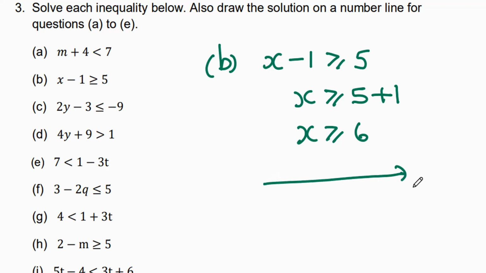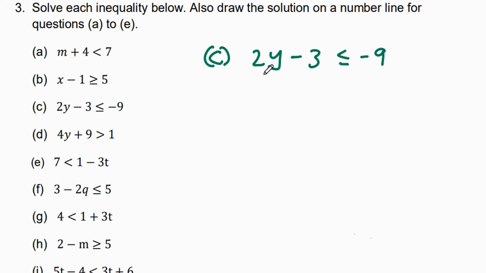Then, showing this on a number line, it says greater than or equal to 6. So that means we must include 6. So we'll need a dot here at 6. Then, to show x greater than 6, we need an arrow pointing to the right of 6, to show that we're including all the numbers greater than 6.